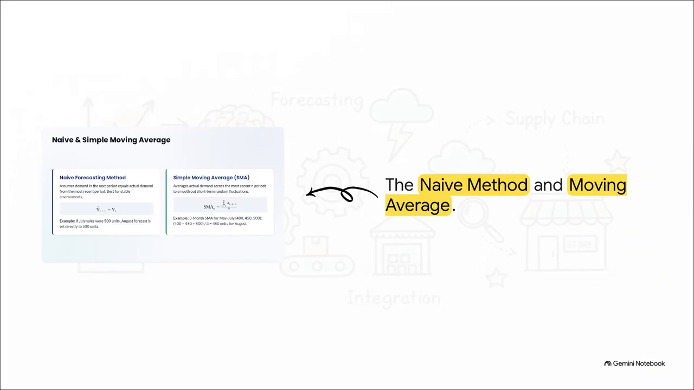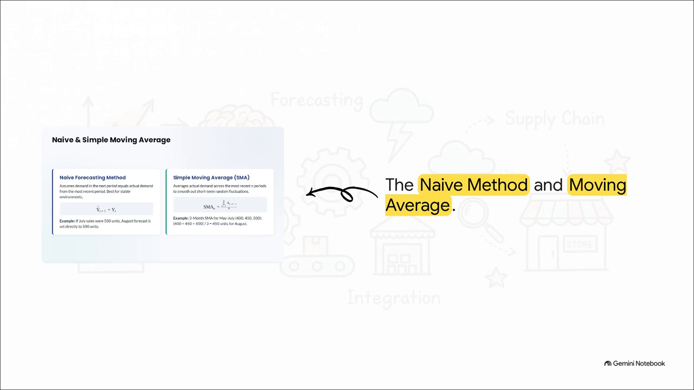We'll start peeling the onion here with the two most basic concepts in the toolkit. First up is the naive forecasting method, and honestly, it's exactly what it sounds like. It just assumes that demand in the next period will exactly equal your actual demand from the most recent period. So if you sold 500 units in July, boom, your August forecast is simply 500 units. It's super simple and really only best for highly stable environments.